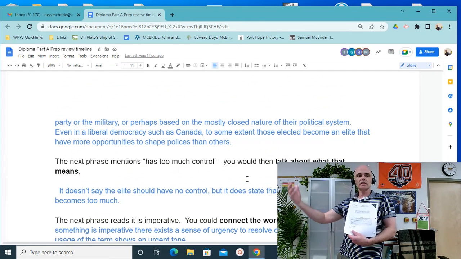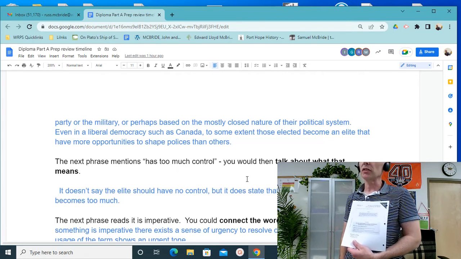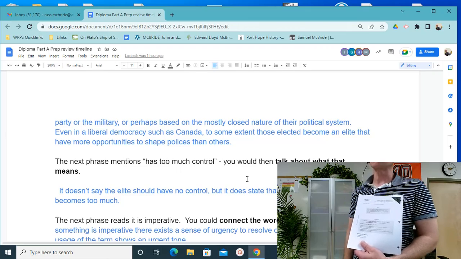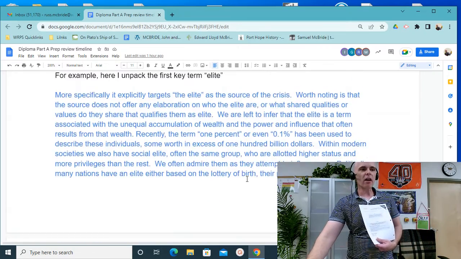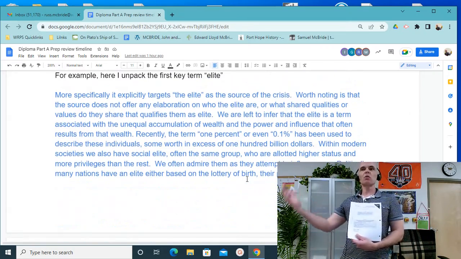Politically, many nations have an elite based upon the lottery of birth, or maybe even their specific role within the system. Even in a liberal democracy such as Canada, to some extent, those elected become the elite because they'll have more opportunities to shape policies than the voters who voted them in. So I have a whole paragraph here just saying this is what the word elite means.